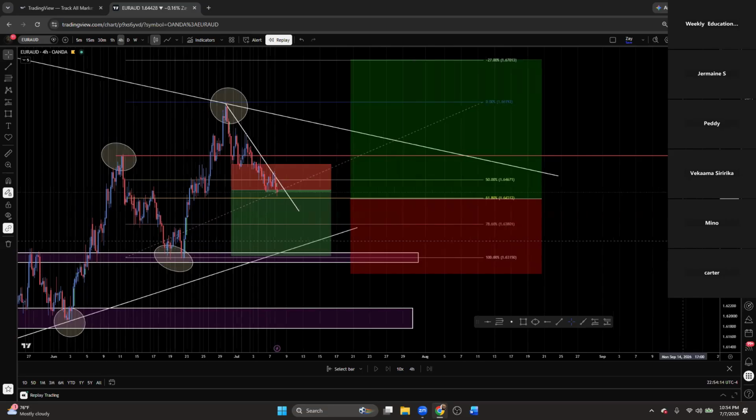But yeah, as far as correlations, man, definitely use that to your advantage as well when you're looking to trade a specific currency.